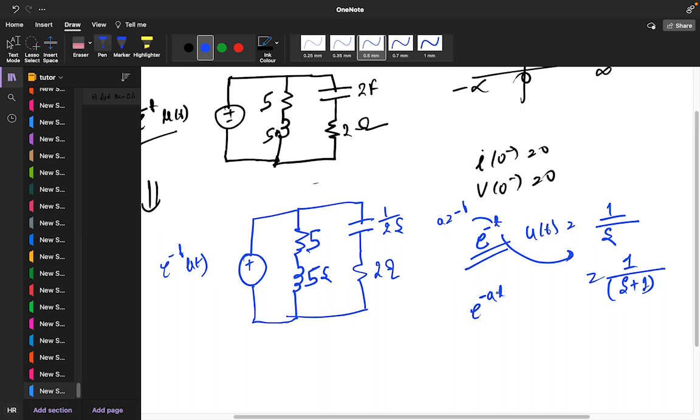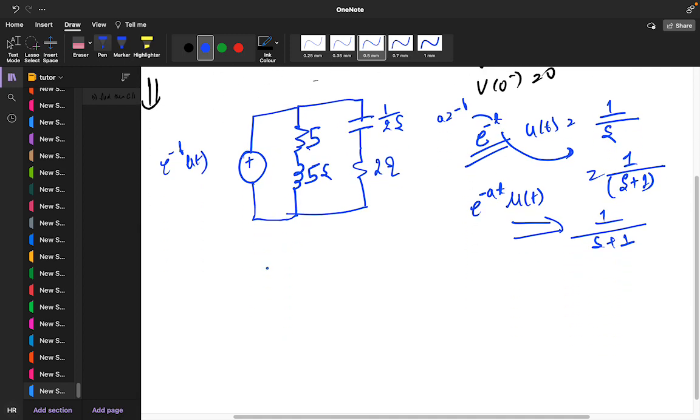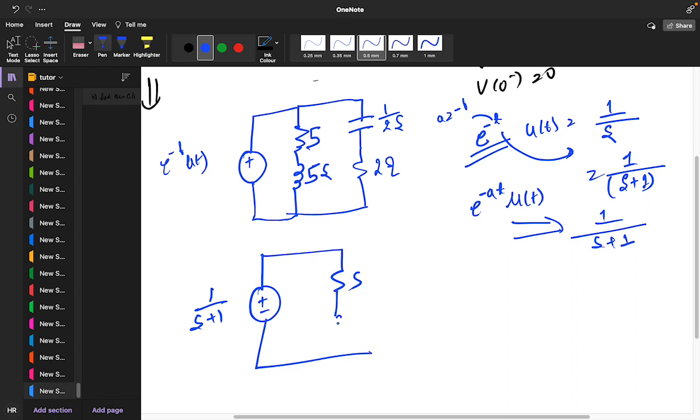So e power minus at into u of t, you will get the Laplace transform as 1 upon s plus 1. Okay, 1 upon s plus 1, you will get this Laplace transform. So if you convert the circuit like this, this will be your 1 upon s plus 1, this is 5, this is 5s, this is 1 by 2s, and this is 2.